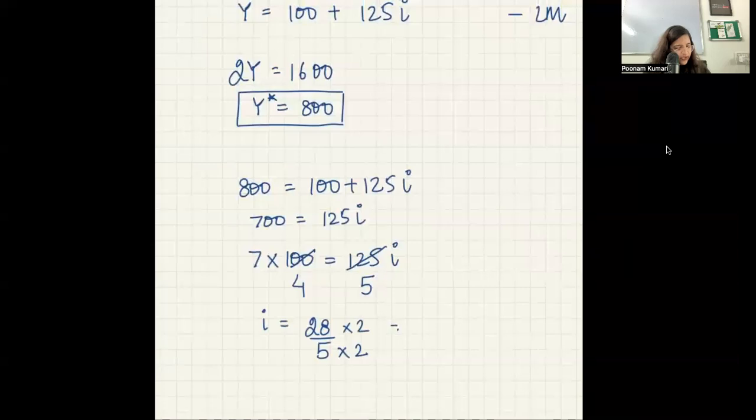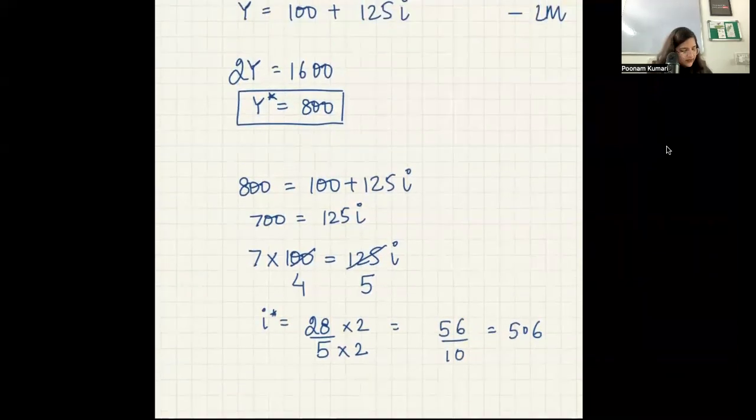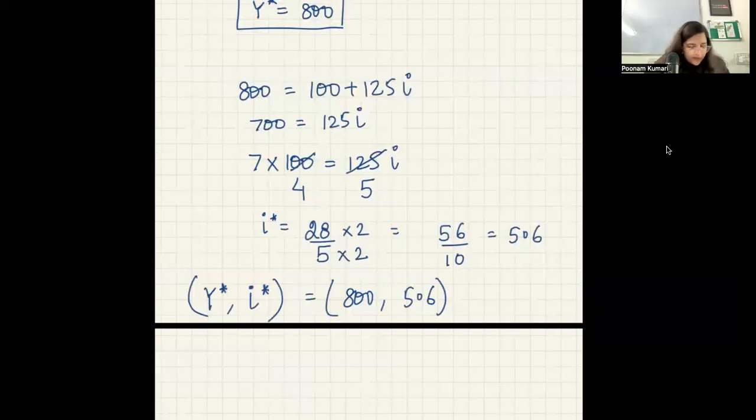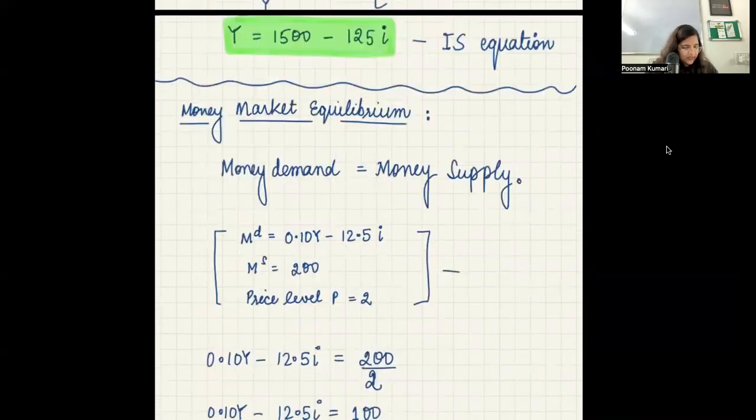If you do this, you get 5.6, right? So yes, your interest rate becomes, I star becomes 5.6. Okay, so your equilibrium level of income, Y star, and interest rate is basically 800, 5.6. So ये आपका equilibrium level of income and interest rate आ गया है, ठीक है? This is what was asked in the first part.